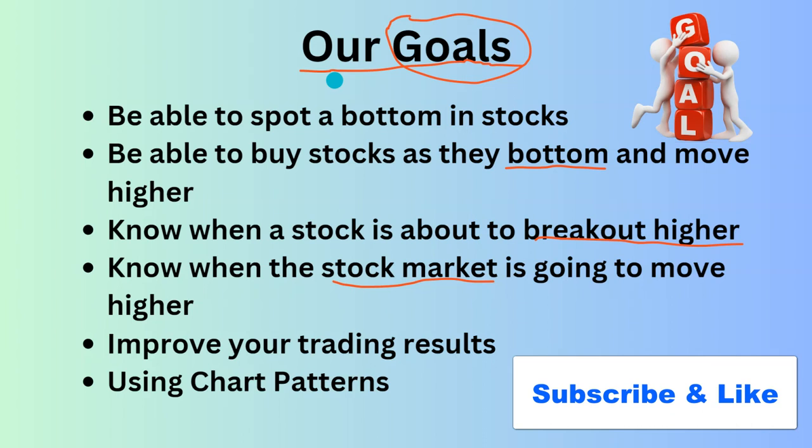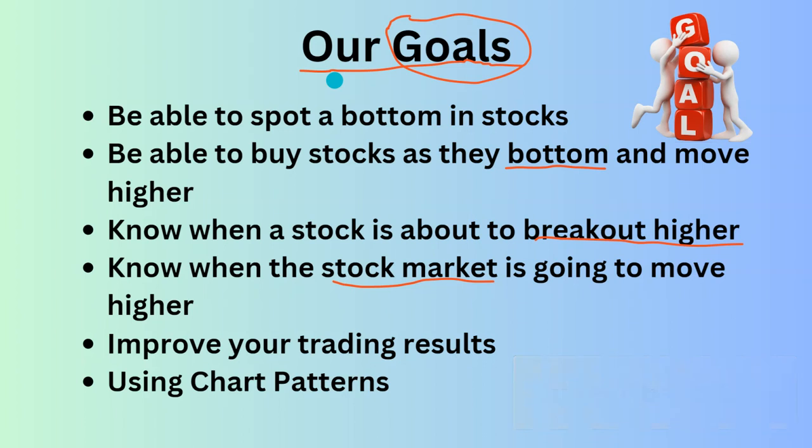Now, 75% of stocks in the stock market will follow the direction of the main indexes. If you know when the general indexes like the S&P 500 are going to move higher, you'll be able to spot a lot of stocks that are going to move higher as well. Because when the tide is high, it lifts all boats up. When the market goes up, most of the stocks will be going up. As a result of this knowledge, you'll be able to improve your trading results.